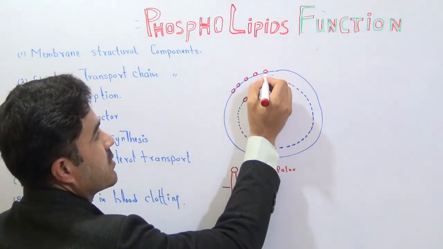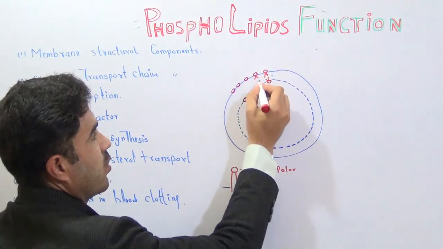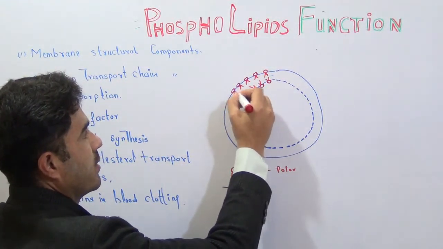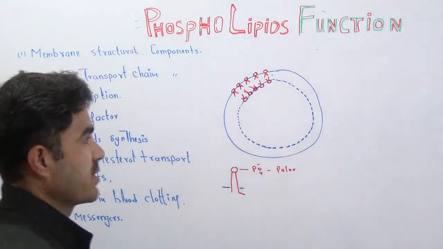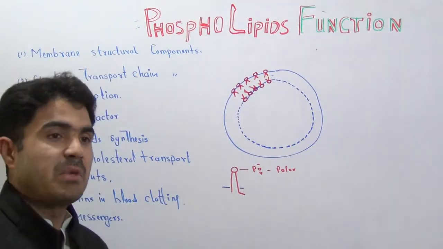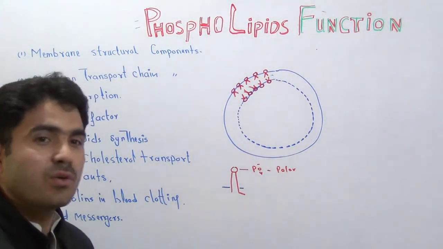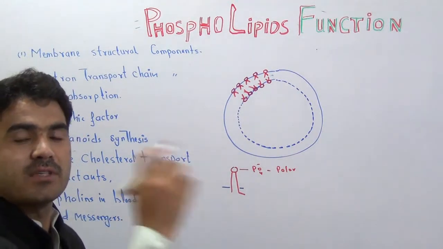two layers. So this is one phospholipid and this is another phospholipid, and so on. Here you will find such a map all around the cell, and we say the cell membrane consists of phospholipids or a lipid bilayer. So the credit goes to the phospholipid because the phospholipid is the integral component of the cell membrane.